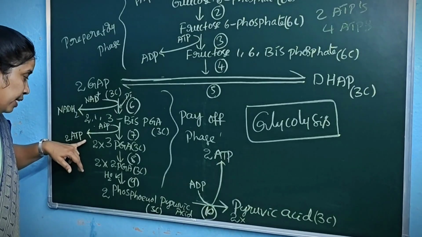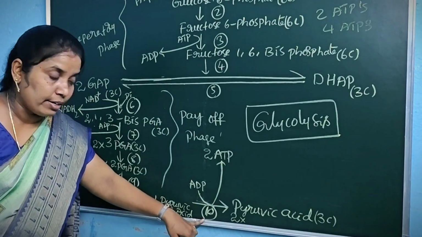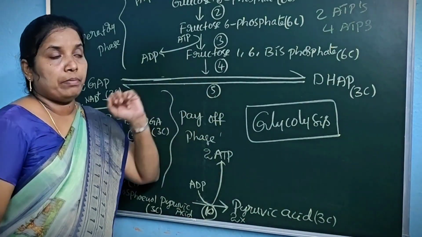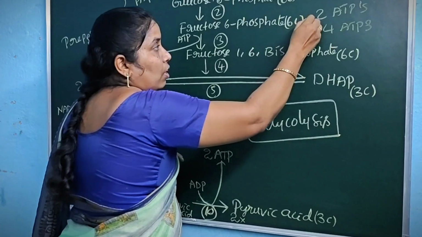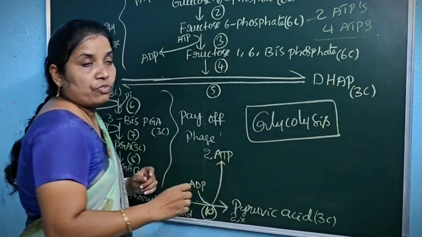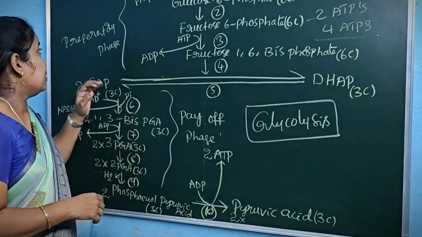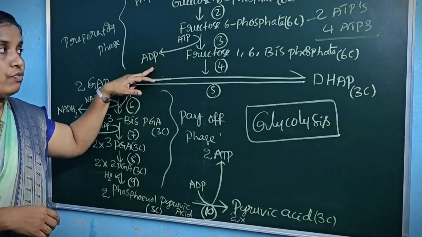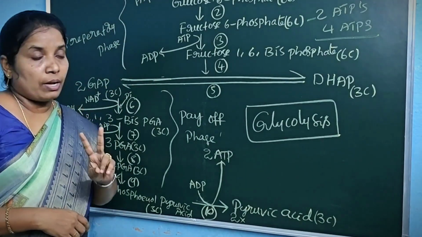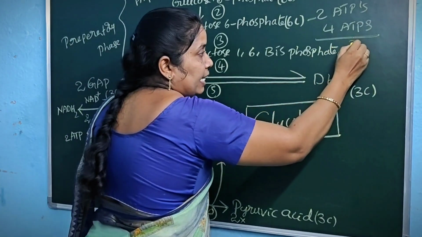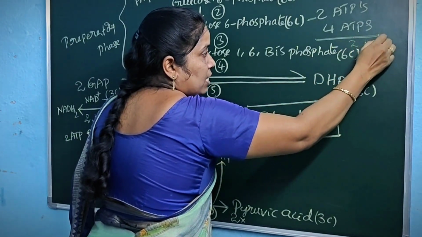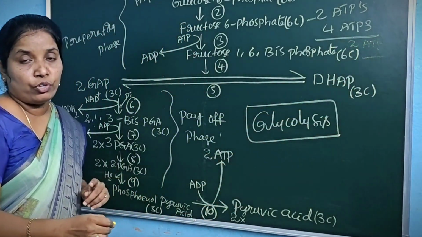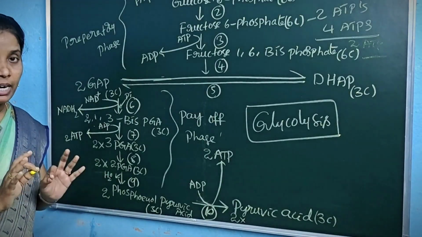Okay, here we get 2 ATPs and here also we get 2 ATPs, totally 4 ATPs. So you have to subtract 2 ATPs from 4 ATPs because in the preparatory phase 2 ATPs are already utilized. That's why we have to remove 2 ATPs from 4 ATPs. That's why the net gain of ATP from glycolysis is nothing but 2 ATPs. We only get 2 ATPs from glycolysis.